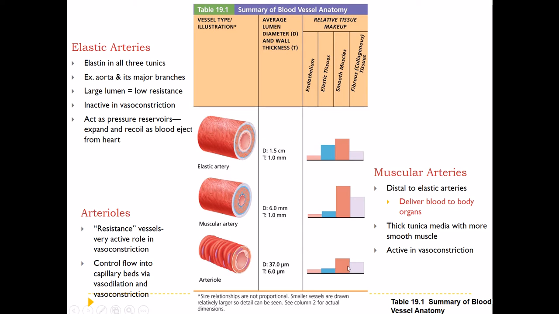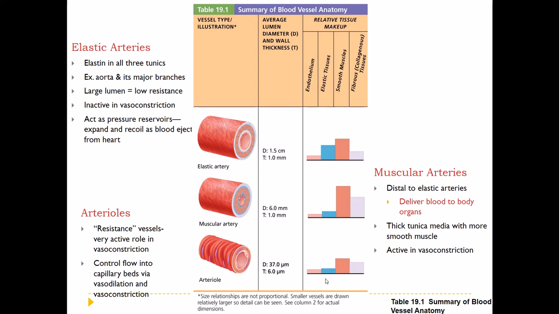The arterioles are the smallest in diameter. They're much tinier than what we're looking at in the elastic or muscular arteries. And these are our resistance vessels. When they change their diameter, whether they're vasoconstricting or vasodilating, that changes the pressure dynamics in the arterial system, which changes your blood pressure. The arterioles are what lead into the capillary beds, so they also control the flow of blood into the capillary beds.